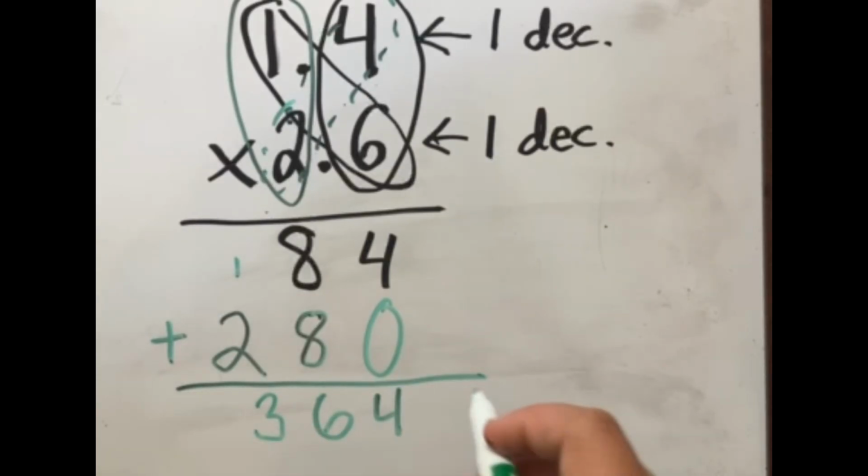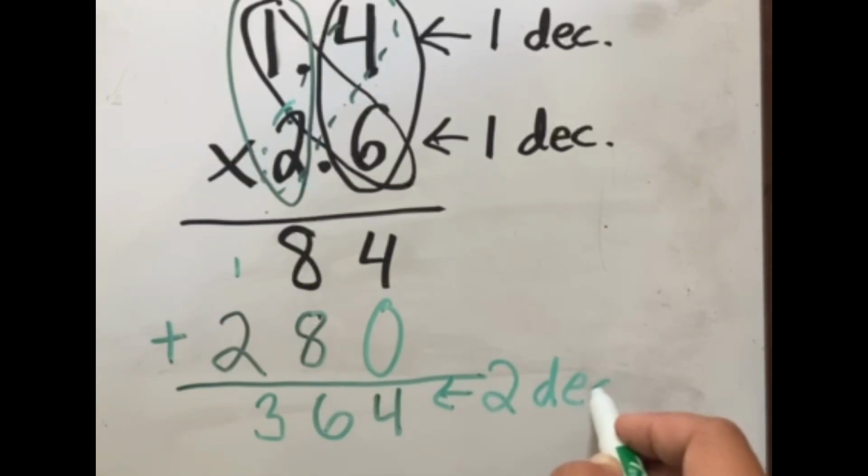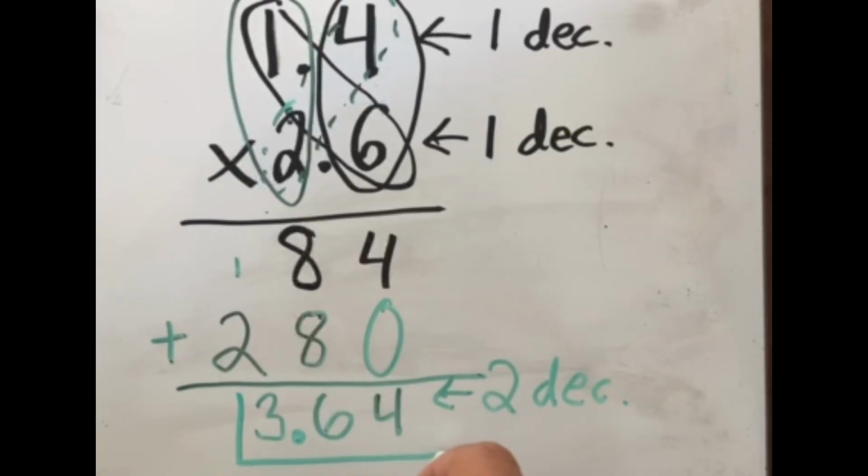Again, we have a total of 2 decimal places that we need our answer to have. So we're going to place our decimal right in between the 3 and the 6. So our final answer will be 3.64. Now it's time to try our third example, which is going to be the following.